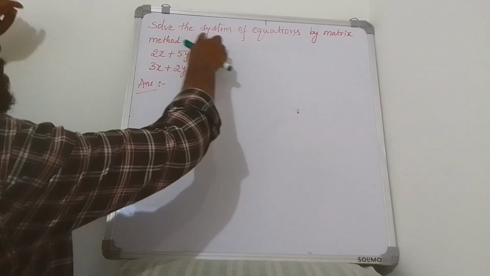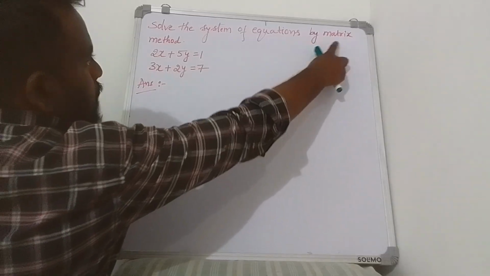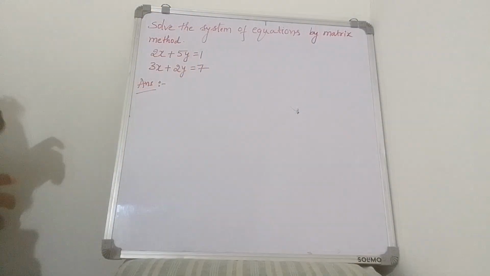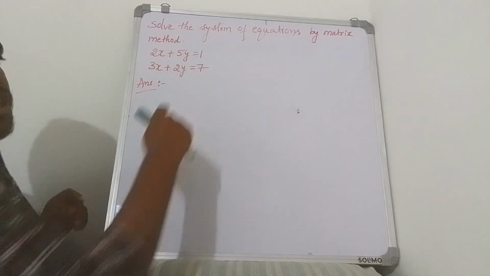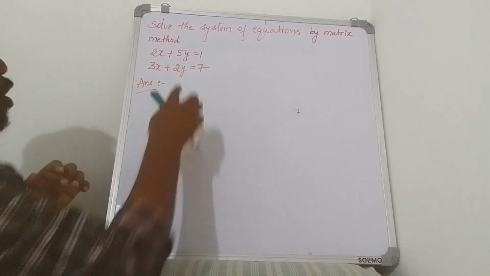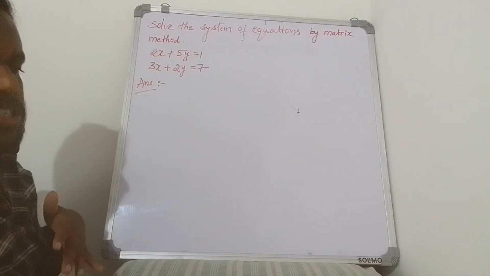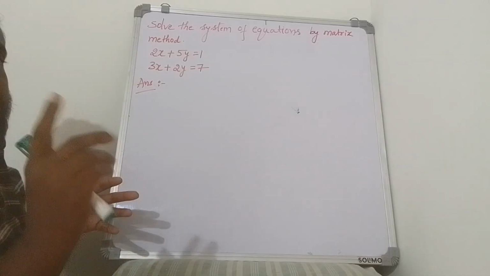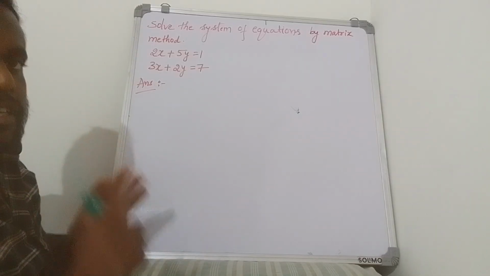Solve the system of equations by matrix method. Okay, we have to solve these two equations using matrix method. See, there are different methods to solve this: elimination method, substitution method, and all. We have to use only matrix method.